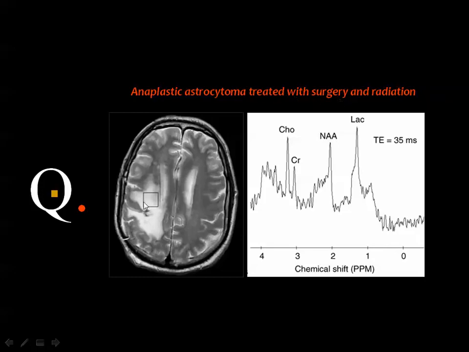Okay, look at the curve. The highest peak in the curve is lactate, and NAA is low. Choline is relatively low. Creatine does not show any significant change. Then, if this is recurrence, the choline should be high. Yes, it's high, but not that high for malignancy. And you assume that this is radiation necrosis.